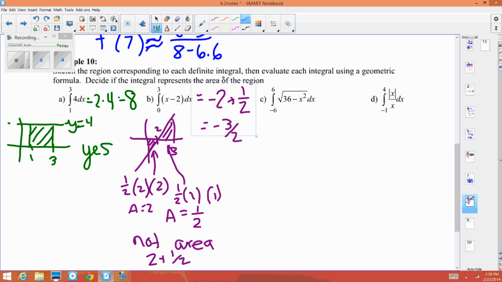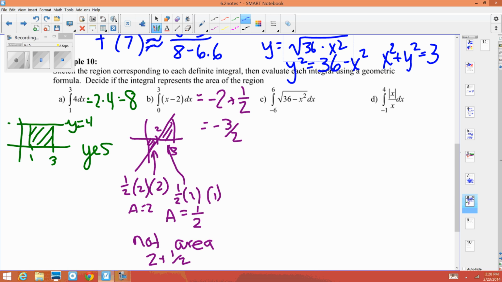Let's do this. Hopefully you do know what that graph looks like. If you don't, think about it like this: y equals the square root of 36 minus x squared. If we square both sides, y squared equals 36 minus x squared. Put the x squared on the other side: x squared plus y squared equals 36. This is a circle centered at the origin, with a radius of 6. So that's 6, 6 there, another one.